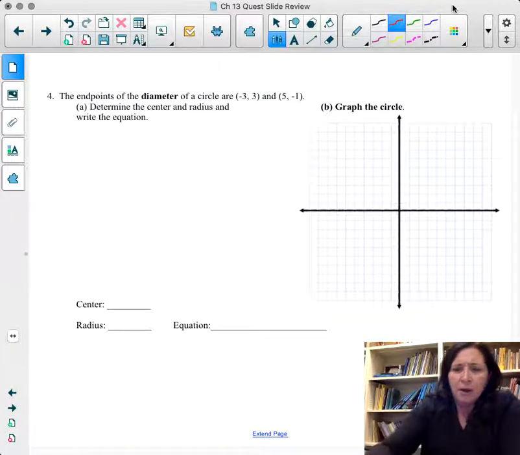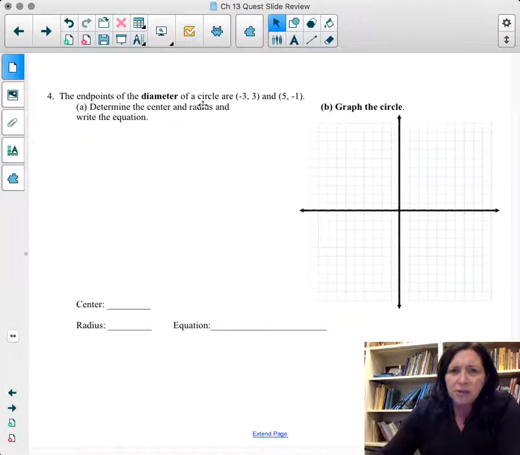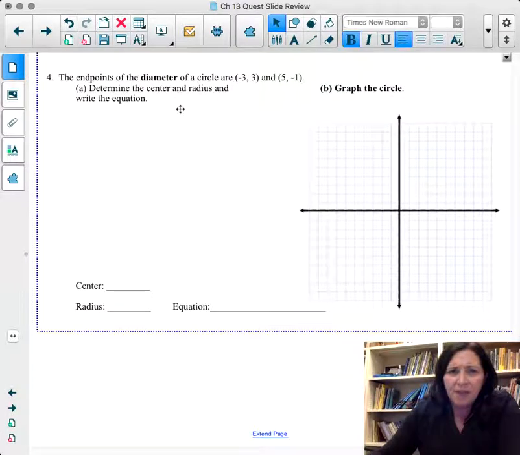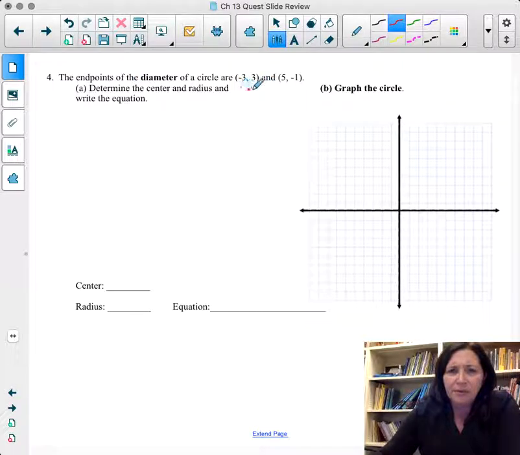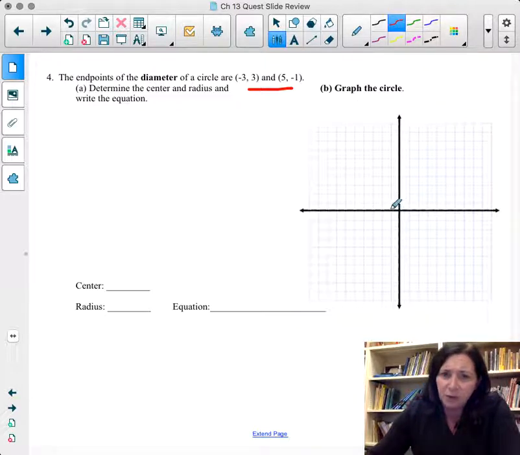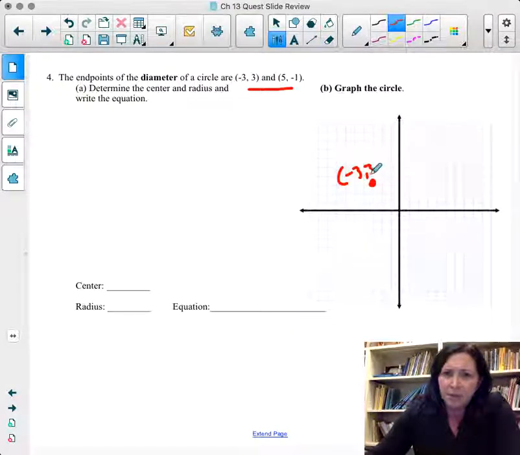Okay. The next one says the endpoints of the diameter of a circle. So this question right here is asking me, let's see, the endpoints are this. Determine the center, the radius, and also write the equation. So we're going to graph that first. So we're going to go over 3, to the left 3, and up 3. So let's say this is our value here. So here's my point at negative 3, comma 3.